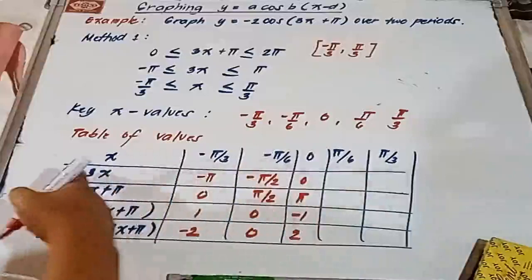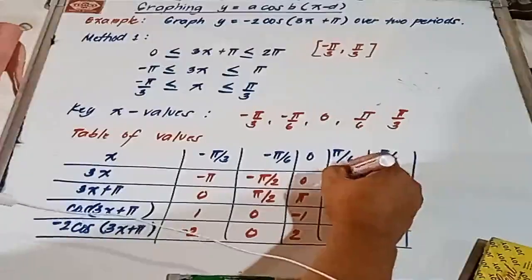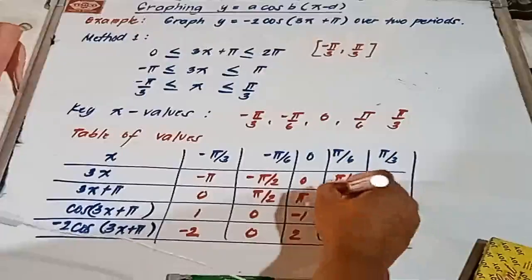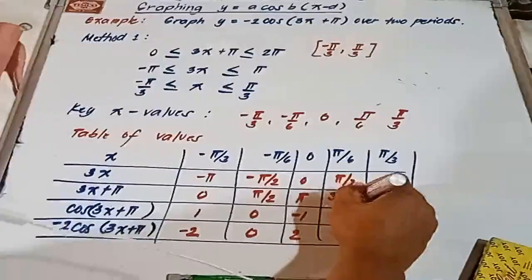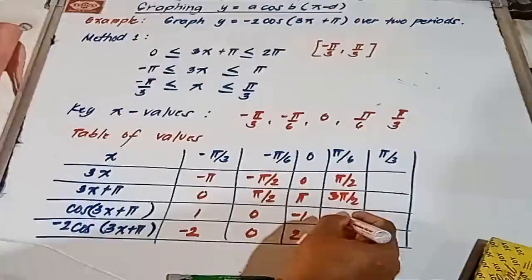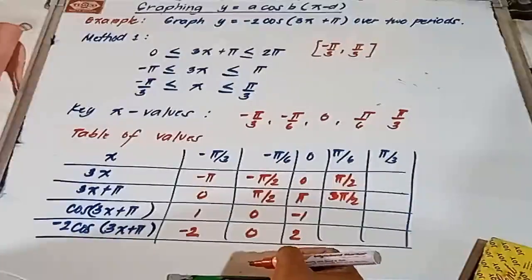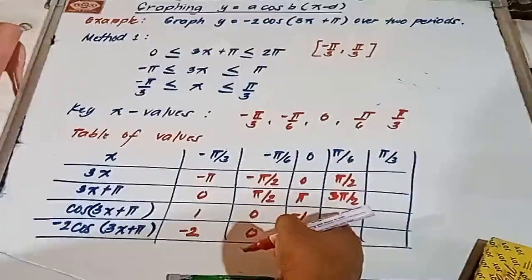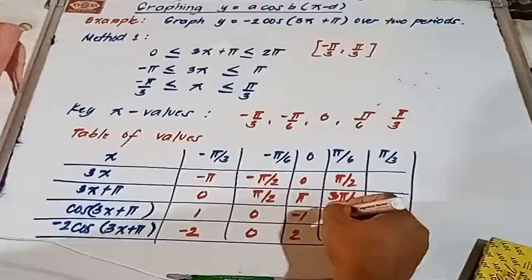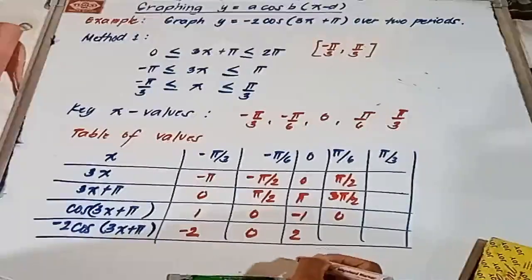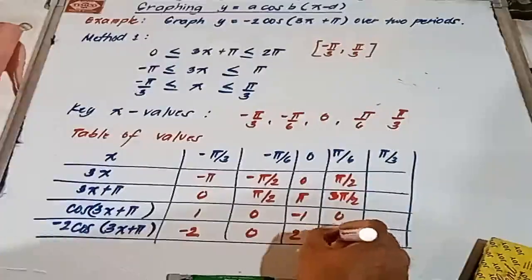Pi over 6 times 3 is pi over 2. Pi over 2 plus pi is 3 pi over 2. And cosine of 3 pi over 2, actually, is 270 degrees. So, nasa baba siya ng ating y-axis. So, cosine 3 pi over 2 is 0. Dapat memorya nyo talaga yon. And 0 times negative 2 is 0.